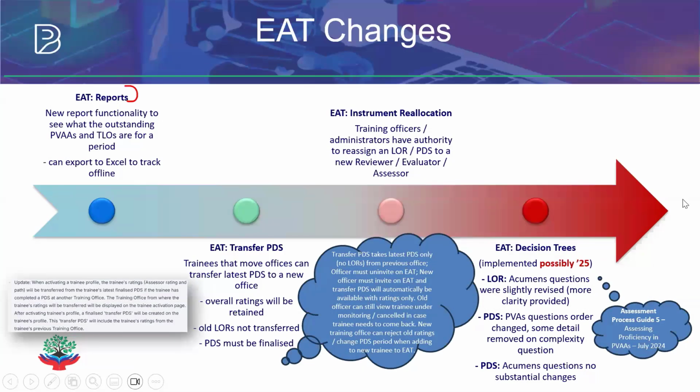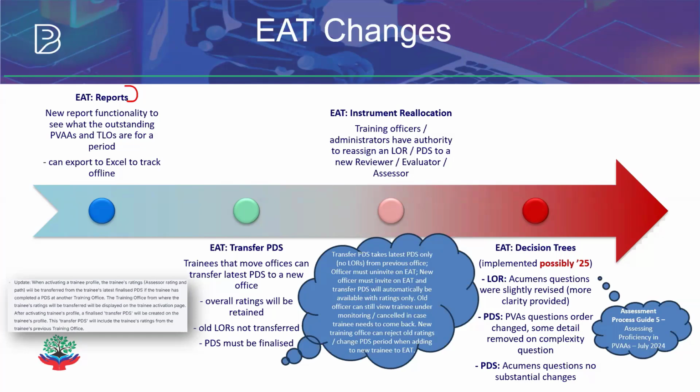The last thing to point out to you is that the decision trees are in the process of being amended. It hasn't been made final just yet. We have 3 decision trees, one for the LOR for our Acumens, and then 2 at the PDS level. The 2 at the PDS level apply to PV first A's and then separately to the second A or Acumens. These are set to be updated, but at the moment, we are still using the original ones that came out in 2022. SAICA will obviously let us know.